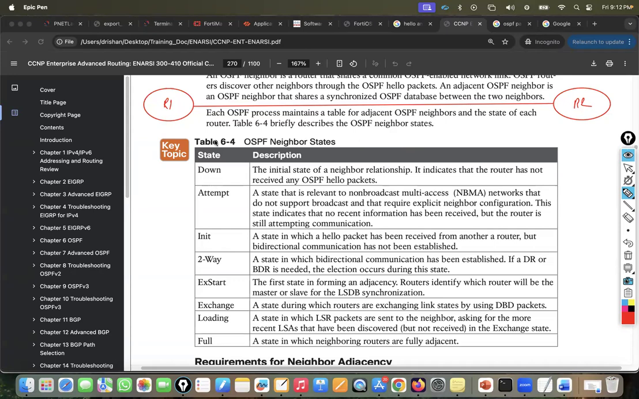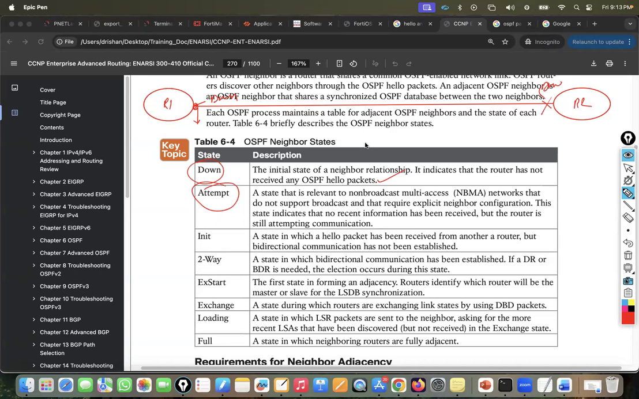Initially, when you enable OSPF, they are going to be in the down state. That means you have not configured anything, or you configured OSPF on one side only. Both are going to be down. Your link will come up when you enable OSPF, configuring the IP and all. Down is the initial state of the OSPF neighbor relationship. It indicates that the router has not received any OSPF hello packet. This side you configured OSPF, but on the other side you did not even enable the link, so it will not do any work for you. Simply it is going to be in the down state.